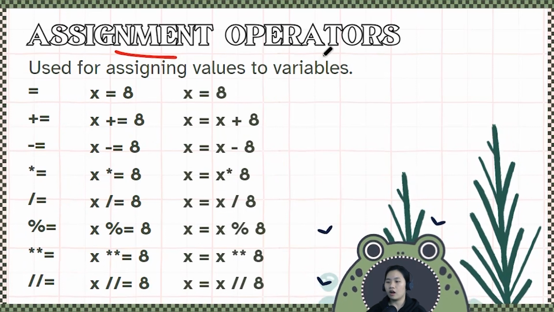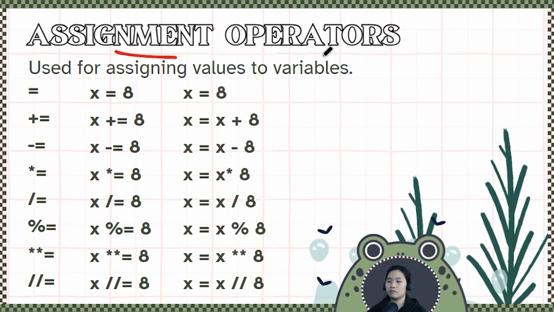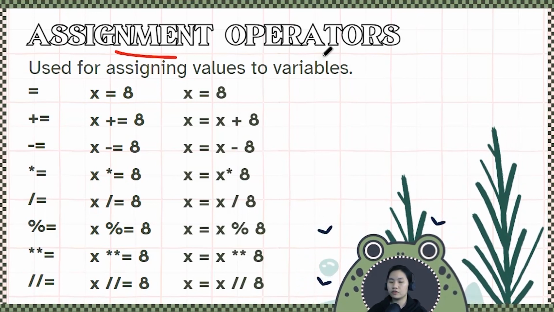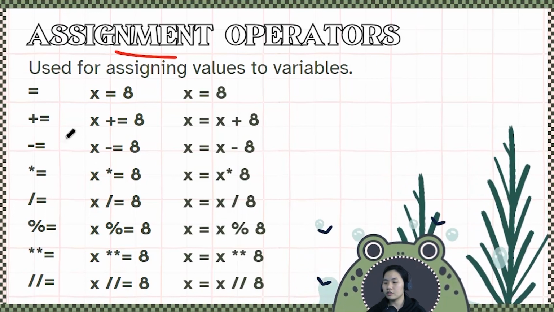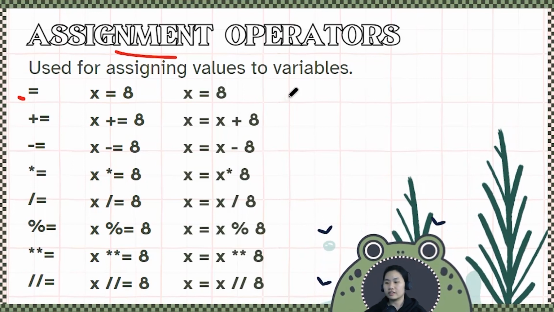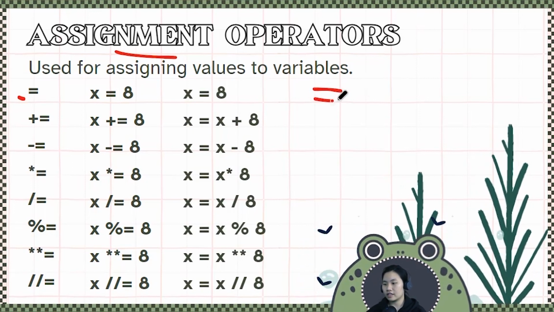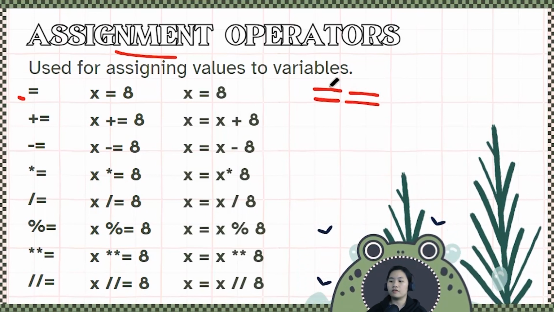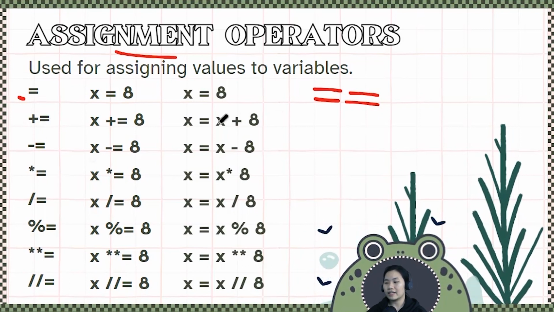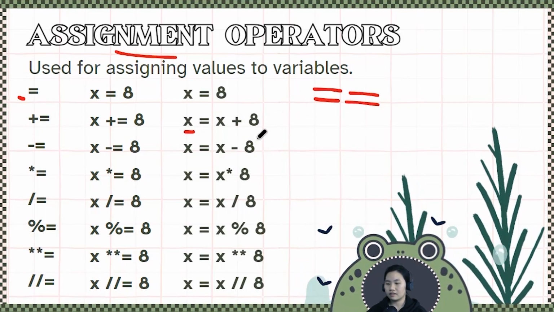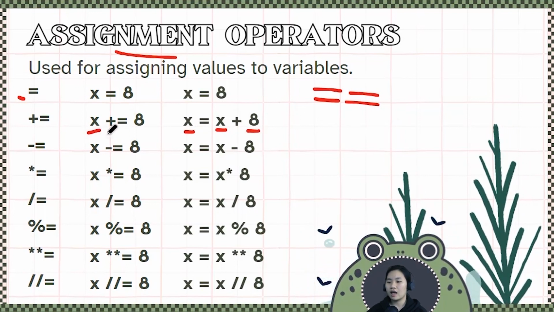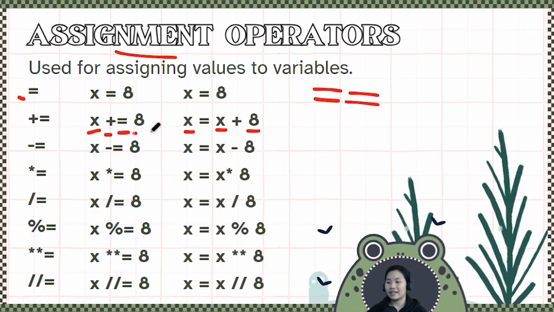Next up, assignment operators. As you've heard before, assignment operators are used to assign things, specifically values to variables. So we have the equal sign right here. Well, it's not the equal sign, it is called the assignment operator, right? And Python has a neat little trick where instead of writing x equals x plus 8, you can simply write x plus equal 8.